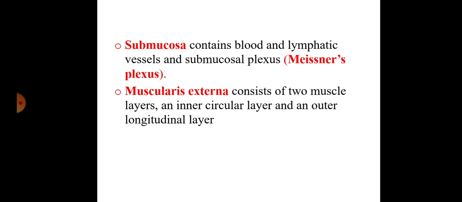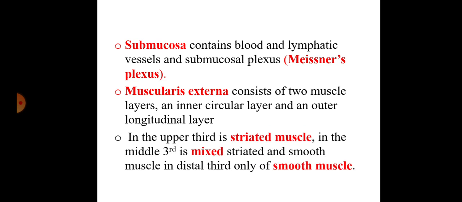The muscularis layer. The muscularis layer consists of two layers of muscle arranged as inner circular and outer longitudinal layers. In the upper third of the esophagus it is composed of striated muscle, that means skeletal muscle. In the lower third it consists of smooth muscle, while in the middle third it is mixed between smooth and skeletal muscle.